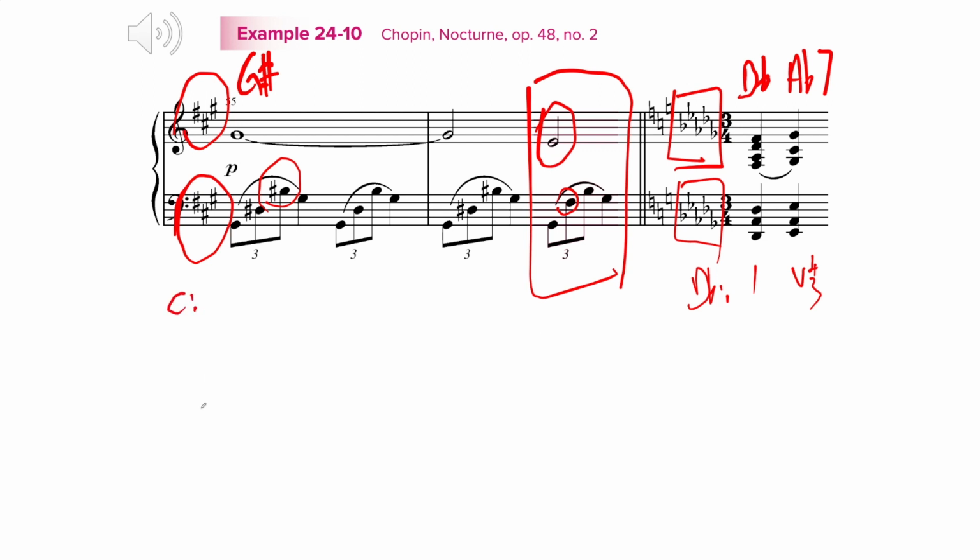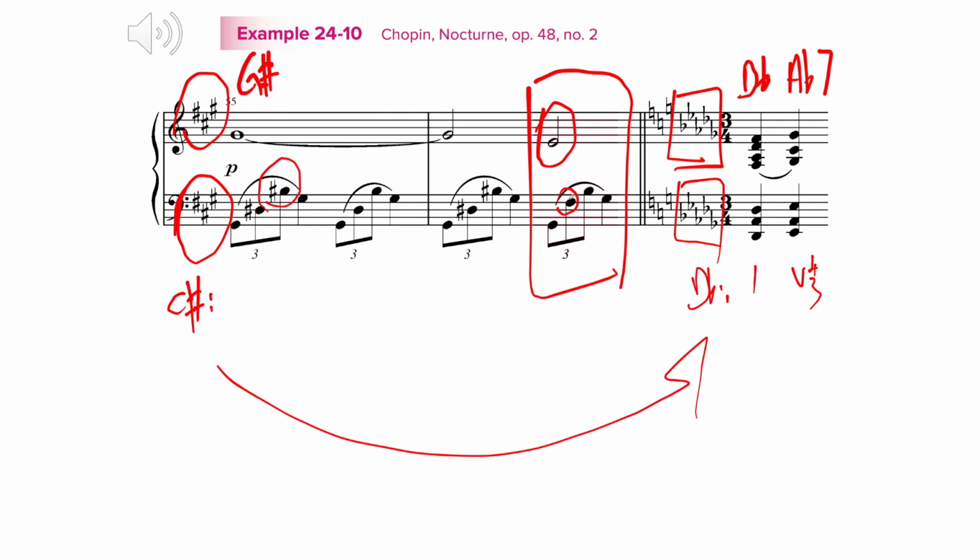Actually, the key is C sharp minor at the beginning, and at the end, the tonic is the same. The tonic is still C sharp or D flat, enharmonically spelled. As we know from our previous lecture video, enharmonic spellings can be applied for practical reasons. Instead of C sharp major, Chopin preferred D flat major because in D flat major we have 5 flats, but in C sharp major we have 7 sharps. That means D flat major is more practical.